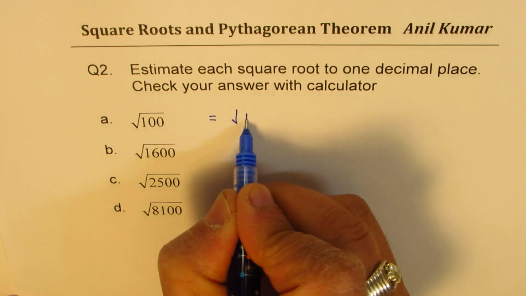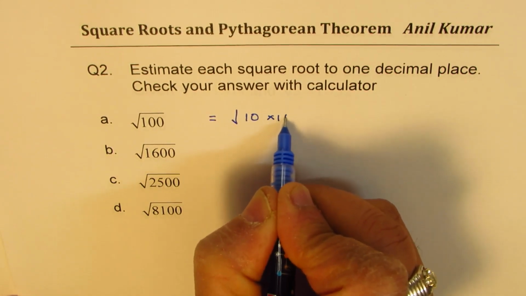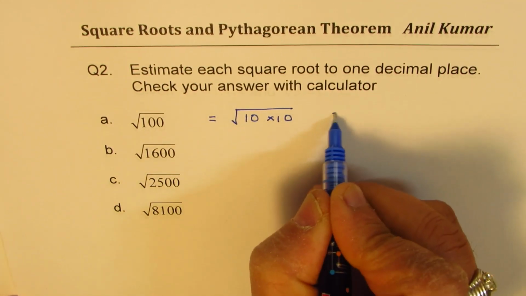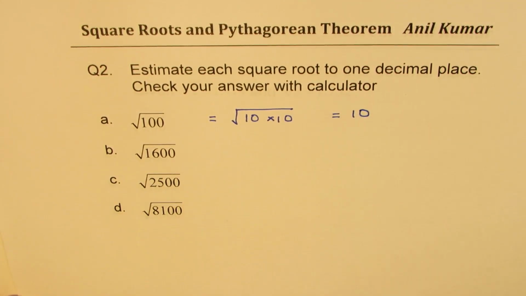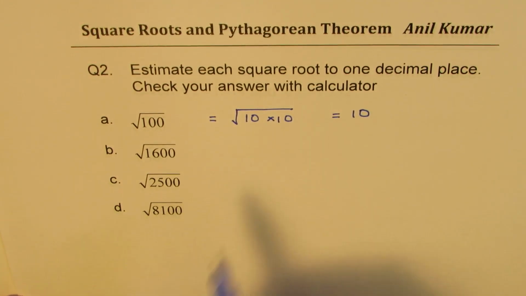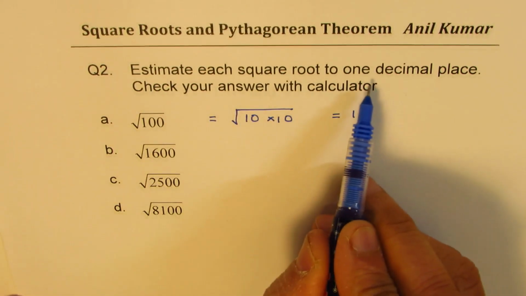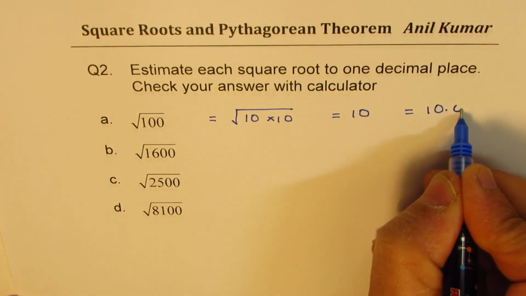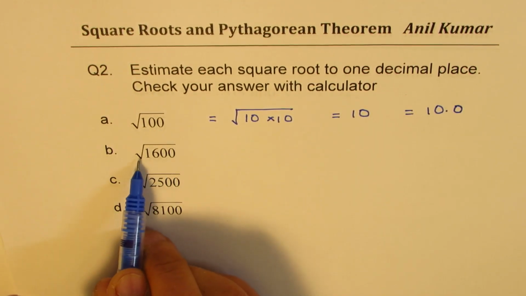So square root of 100. Square root of 100 could be written as 10 times 10. So we have two similar numbers. So square root should be equal to 10. Does it make sense? Perfect. So that is our exact value. Since we need to just estimate and write to one decimal place, I will write this as 10.0, right?